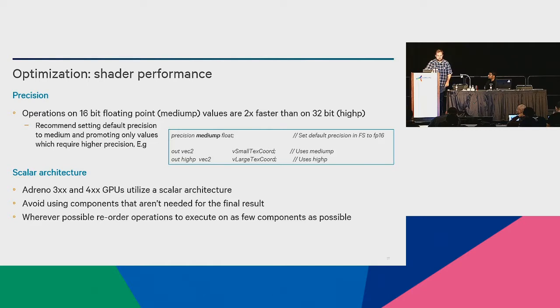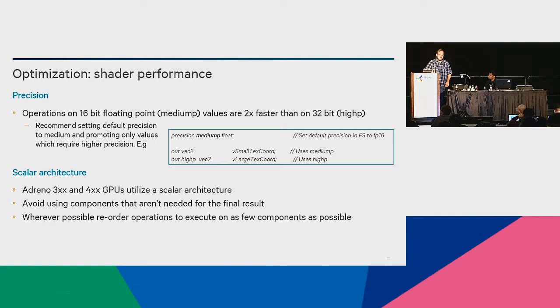So, an optimization on shader performance. We do 16-bit floating point operations twice as fast as 32-bit. So we recommend that by default you use mediump precision in your shaders. There are some cases where this might not work. Depending on the content, it might not be enough precision, but we suggest you start off with this and then only increase the values that you need to high precision.